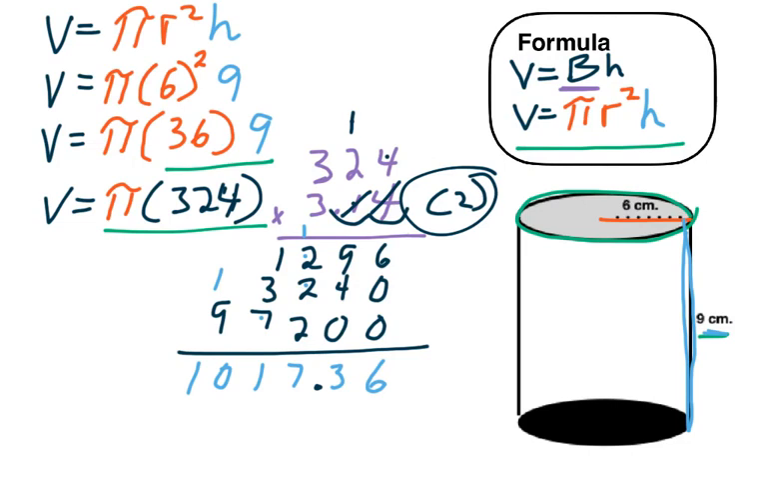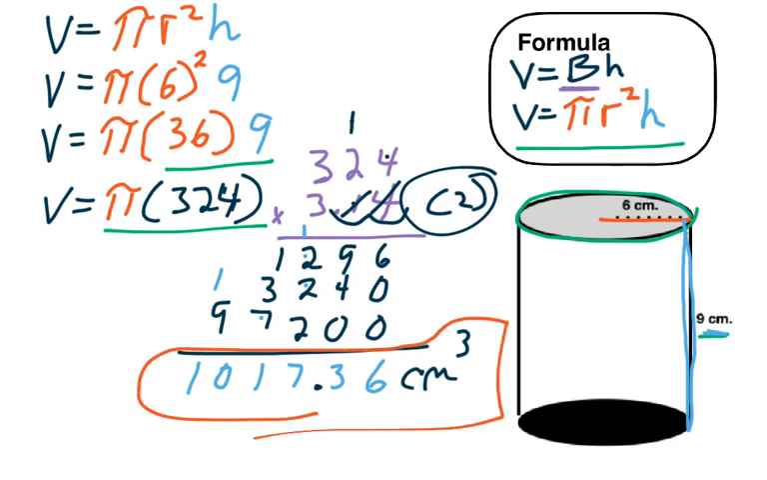It's in units squared, so we would say units cubed, because it's 3-dimensional. So that would be the answer right over there. I'll kind of circle this in, and we get 1017.36 centimeters cubed on this answer here.